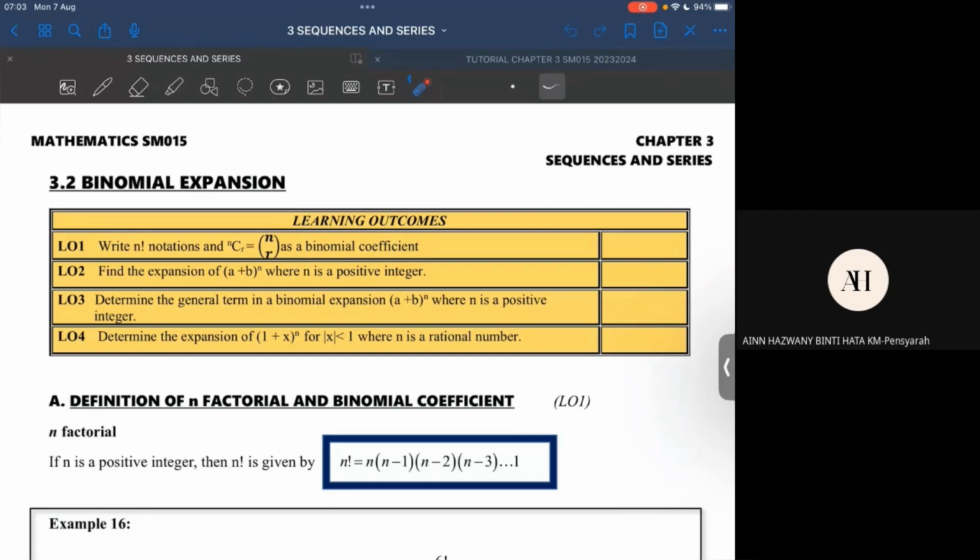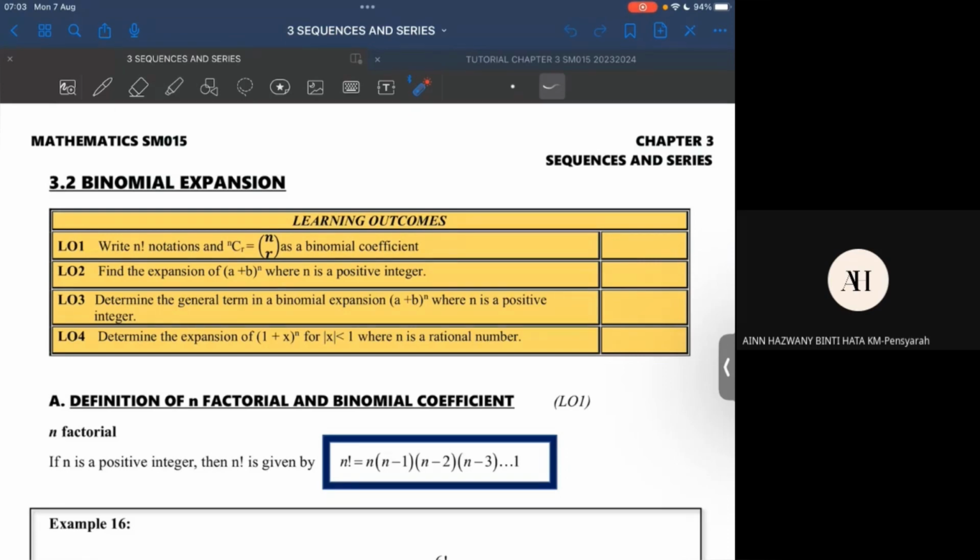Okay, alright, so binomial expansion 3.2. So there are 4 learning outcomes for this subtopic, which is the first one is to write n factorial notation. Okay, n factorial notation. Biasa kita terus tekan calculator. Okay, factorial dekat calculator kamu. Shift, begitu. NCR. Okay, NCR. Ini disebut sebagai NCR lah. Okay, as a binomial coefficient. Okay, apa itu binomial coefficient nanti kita akan tengok.